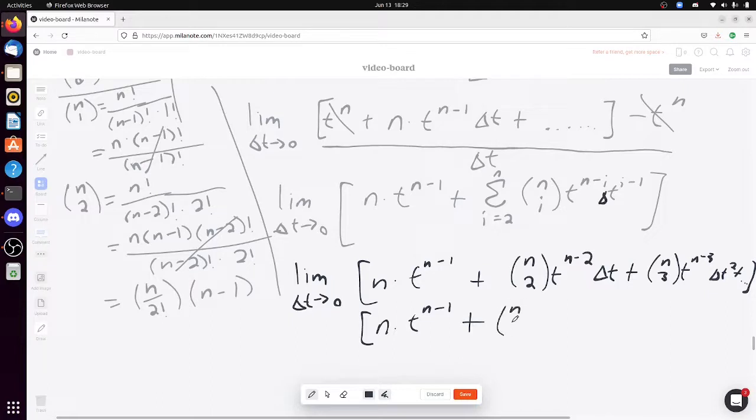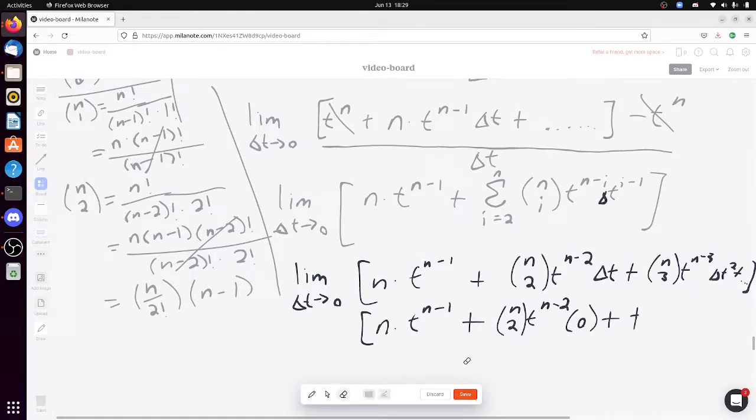Plus, n to the 2, t^(n-2) times 0. So we actually don't even care what n equals. We don't even care what this term is, because it's multiplied by 0 as we let the limit of t go to 0.